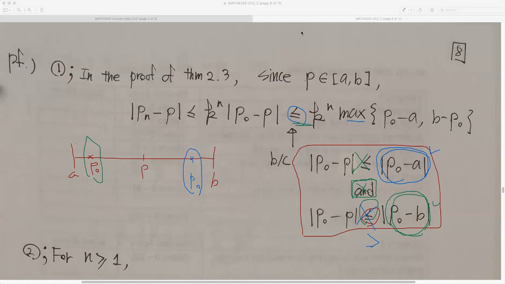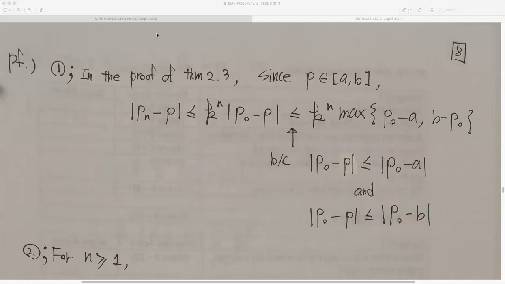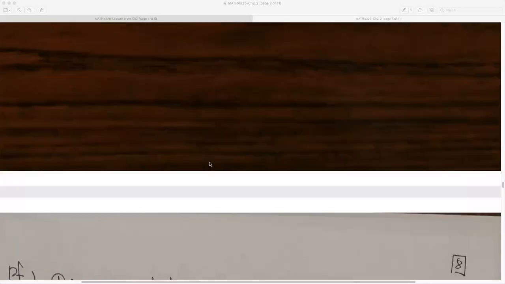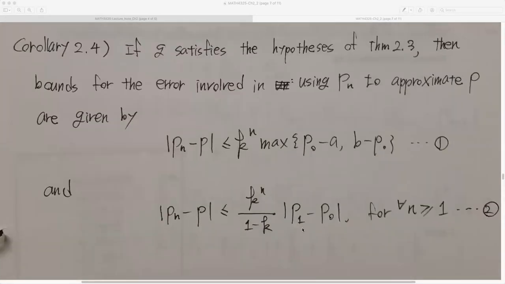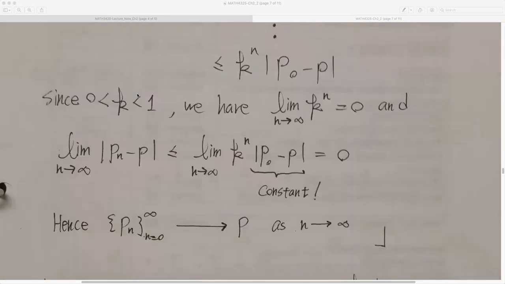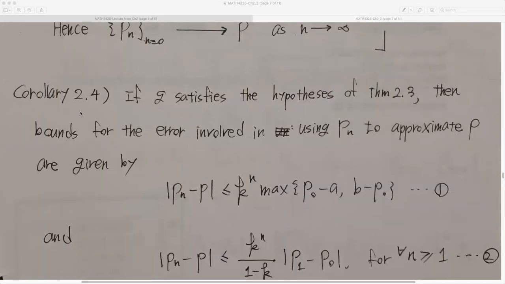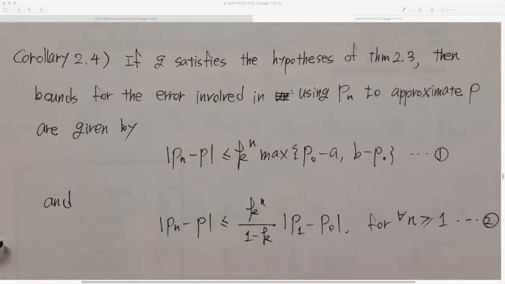Okay, so now the next one, move to the proof of the second statement in Corollary 2.4. So the second statement is this: Pn minus P is bounded. By the way, what is Corollary 2.4 about? Theorem 2.3 just proved the convergence of the fixed point iterations. Now Corollary 2.4 introduces the error bound, okay? All right, so Pn converges to P, but in a specific number of iterations, how much accuracy can we expect?